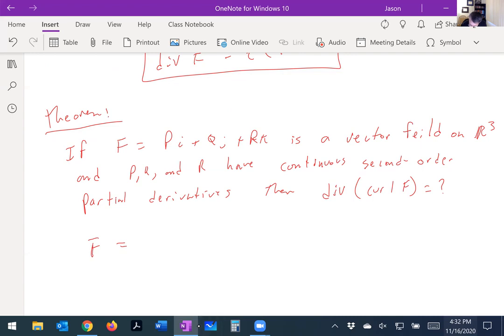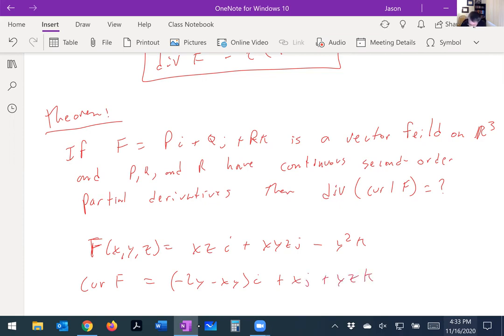Okay, so if we have f, f of x, y, z was equal to xzi plus xyzj minus y squared k, right? So what was the curl of f? The curl of f was equal to negative 2y minus xyi plus xj plus yzk. This is from example 1, numero uno.